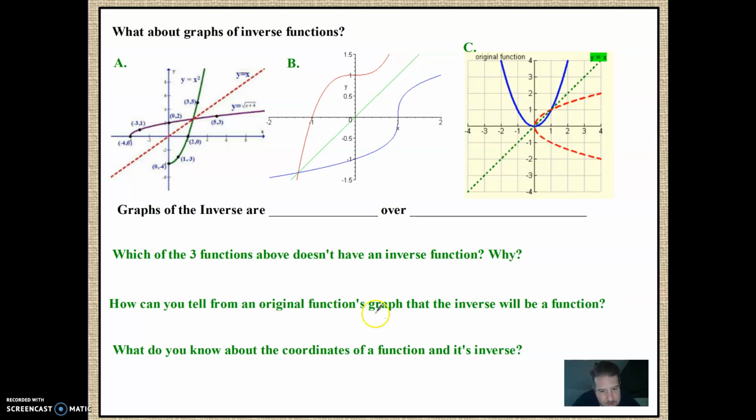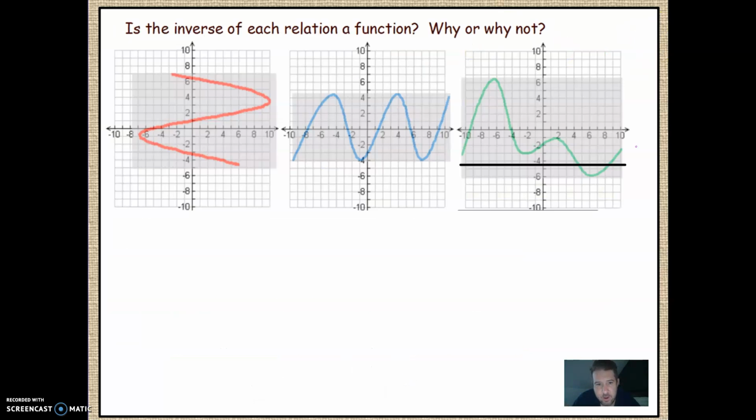What do you know about the coordinates of the function and its inverse? What we do know is that (x, y) is going to turn into (y, x). So it's always the exact same points, only switched, on two functions that are inverses.